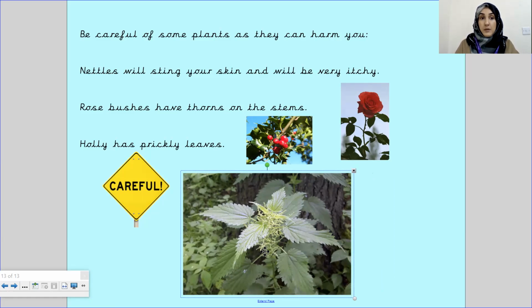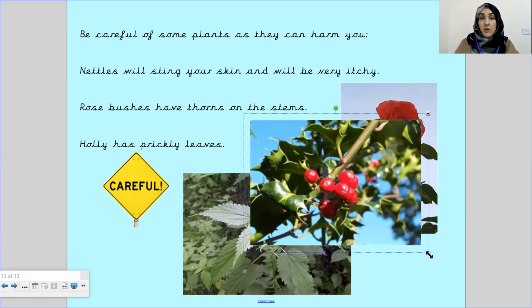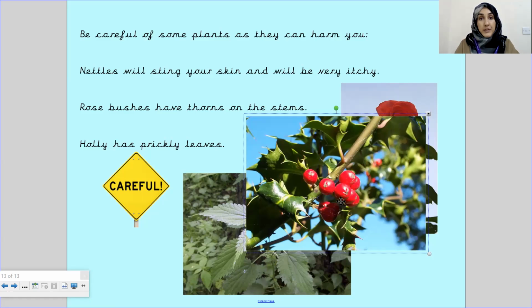Some plants can harm you. Now, a rose: on its stem, as you can see, there are sharp thorns, so make sure that you have an adult with you. Also, the berries on a holly bush can be poisonous, so please try not to touch them, and make sure you don't touch your mouth. Some berries are poisonous. Also, on the holly bush, can you see that on the leaves there are small little prickles sticking out? Holly has prickly leaves, so please be careful if you are collecting those.